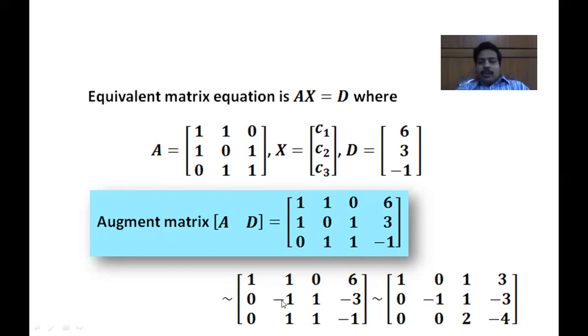Similarly here, using this minus 1, which is a pivot, I am making these two entries zeros. R1 goes to R1 plus R2. So 1 plus 0 is 1, 1 minus 1 is 0, 0 plus 1 is 1, 6 minus 3 is 3. The second row is as it is. In the third row, R3 goes to R3 plus R2. We are adding these two. So 0, 1 minus 1 is 0, 1 plus 1 is 2, minus 1 minus 3 is minus 4. So by performing elementary row operations, this augmented matrix will become in this form.